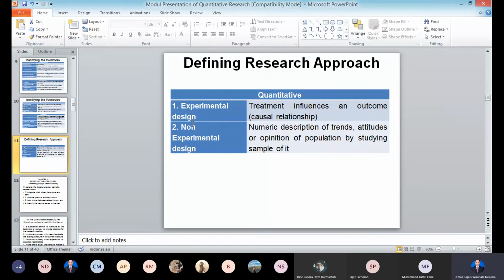And the other way around, non-experimental design is a numeric description of trends, attitudes, or opinions of a population by studying a sample of it. So you try to describe in numerics, usually using tables and figures, the trend, attitude, and opinion about the population. This is called quantitative with non-experimental design. You just explain numerically, like that example.